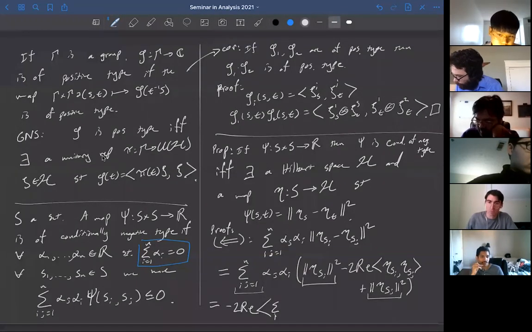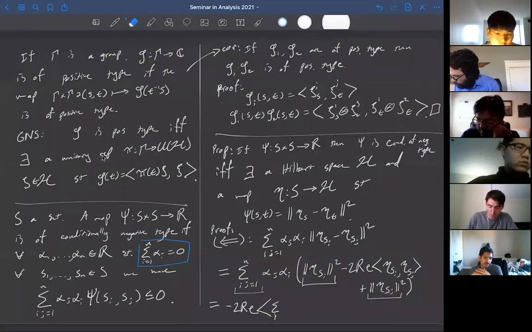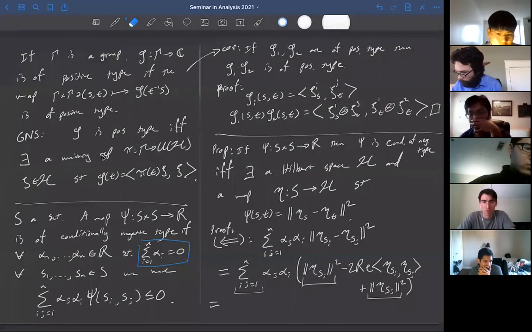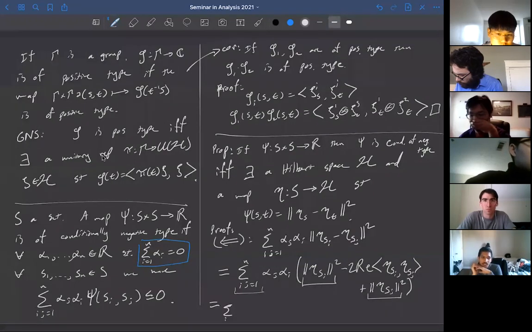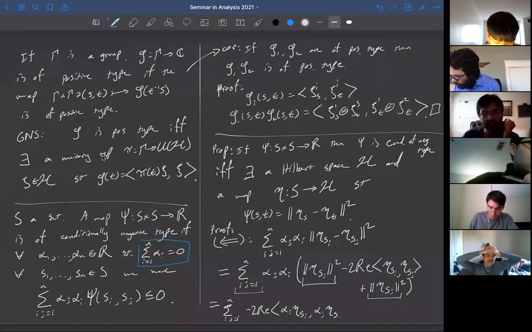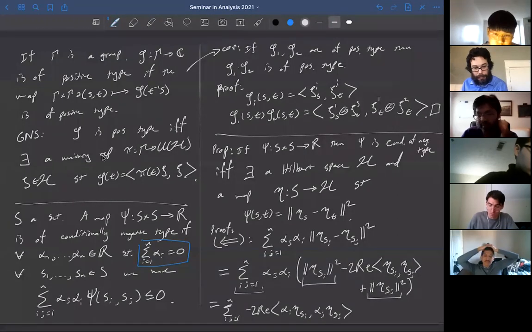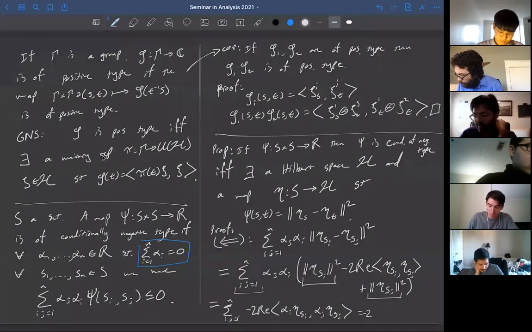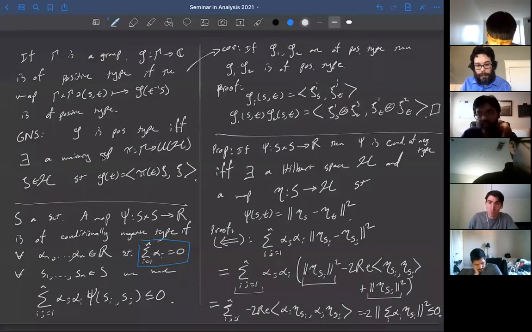Let me keep the sums outside. Maybe we'll stick them inside in a moment. So this is the sum as i and j go from 1 to n of negative twice the real part of alpha i eta s i, and here we have alpha j eta s j. And now what do we see? We see that now we can put the sums inside and we just get the norm of something. So this is negative 2 times the real part of the norm, but the norm is always positive, so we don't need the real part anymore. It is the norm squared of the sum over i of alpha i eta s i, which is less than or equal to 0. So that shows that any map of this form is clearly a map of conditionally negative type.